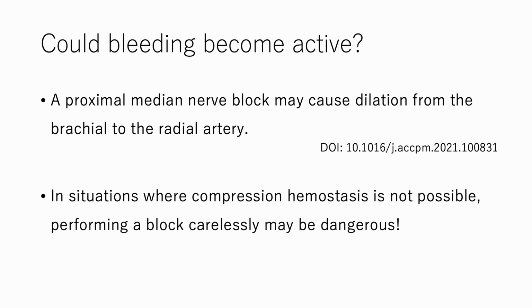It has been shown that performing a median nerve block at the proximal level causes dilation of the radial artery. This occurs because sympathetic innervation is mediated via the median nerve. Therefore, performing a block indiscriminately in the acute phase of trauma may lead to rebleeding from areas that had been suppressed by vasoconstriction. Since both arteries and veins dilate maximally, a block should not be performed lightly in situations where hemostasis by compression would be difficult.